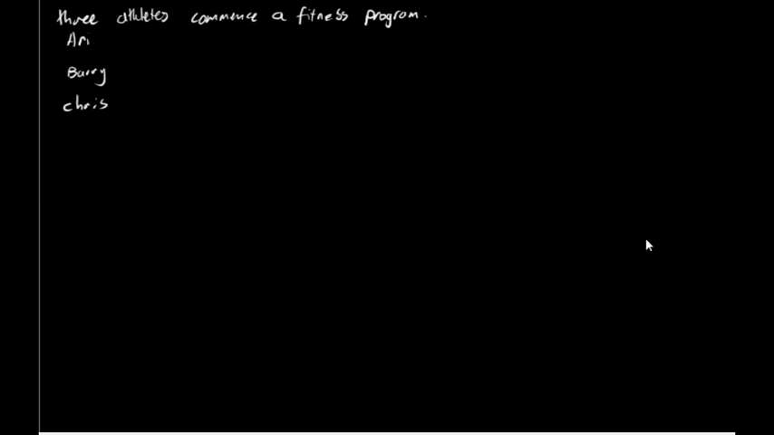So for our last example, we've got three athletes commencing a fitness program. So they're training for a competition of some sort. So we've got Ari, Barry, and Chris. Now the probability that they stick to the program: Ari is 0.6, Barry is 0.8, and Chris is 0.7. And we want to work out the probability that all three stick to the program.